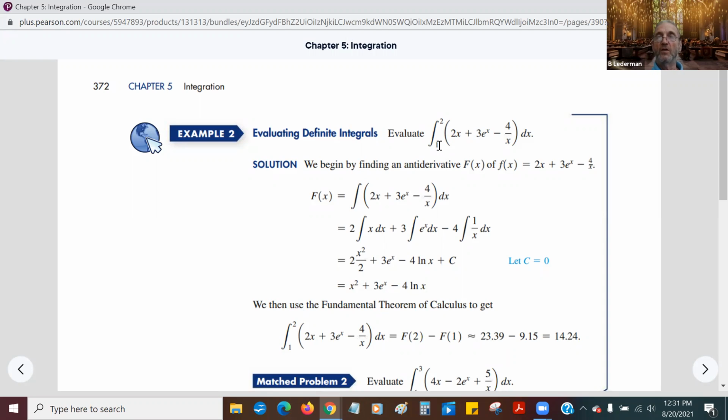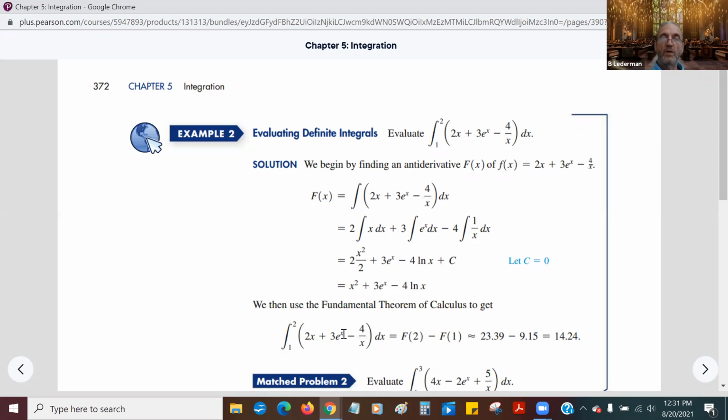So the area under the curve of this weird function that I showed you on Desmos, between 1 and 2, is going to be 14.24. And that, my friends, is fabulous. I didn't have to draw any rectangles. I didn't have to do anything. All I had to do, I shouldn't say nothing, I didn't have to do any drawing of anything. All I had to do was take an antiderivative, plug in, subtract, pow, I got my answer.